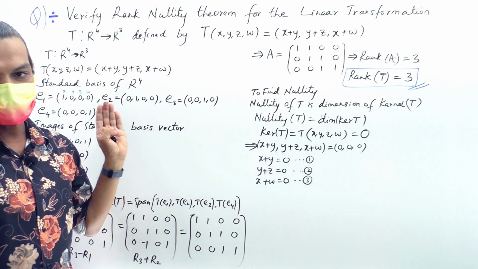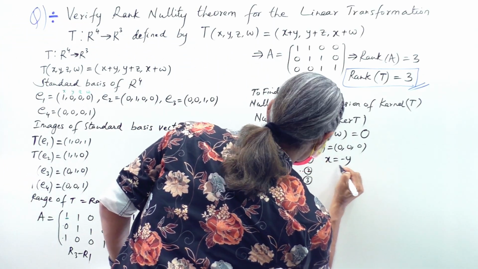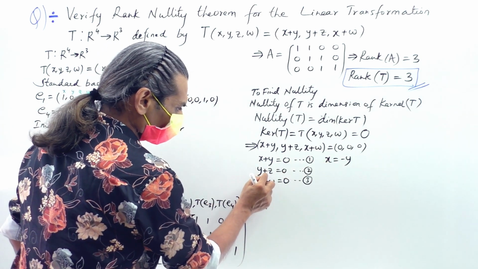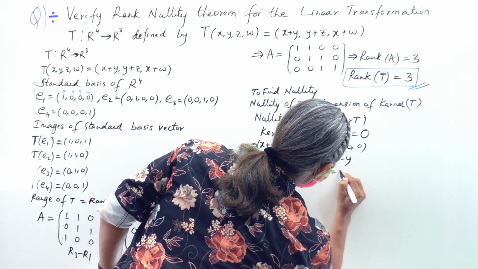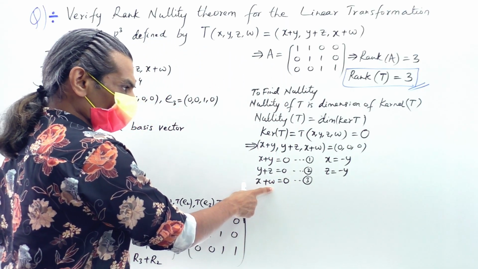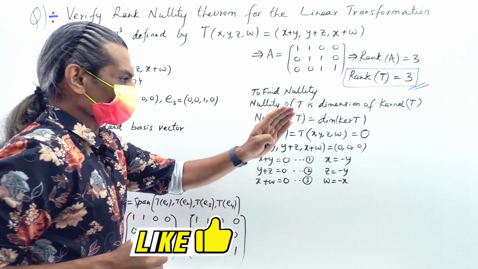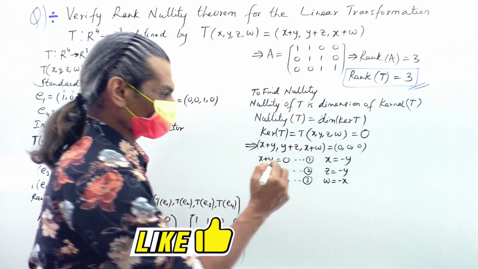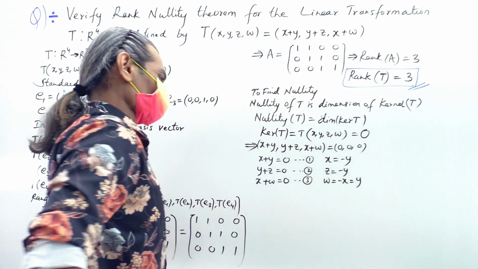So from this, what do we get? We get x is equal to minus y. Again, z is equal to minus y. And what is w equal to? w is equal to minus x. So obviously x is minus y, so w is equal to minus x, which is minus of minus y, that is plus y.